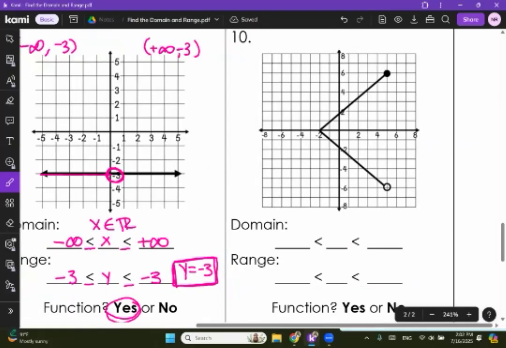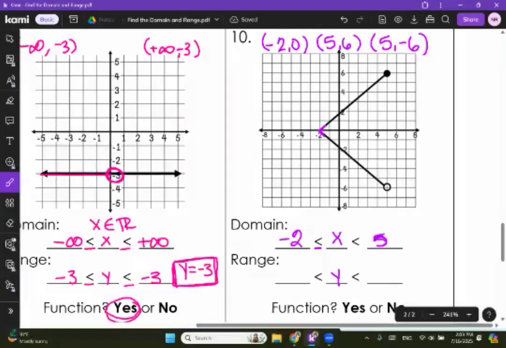Number 10. 1, 2, 3. You technically have 3 peaks. So -2, 0, 5, 6 for that closed circle. The open circle is at 5, -6. Because we have a mix of open and closed circles, I'm not going to go ahead and do any underlining yet. The smallest x value is -2. -2 is here at the V. That's a closed circle. And 5.